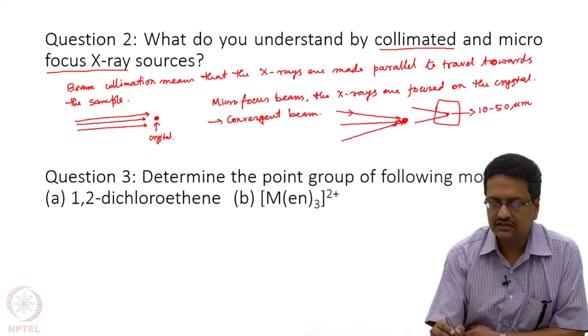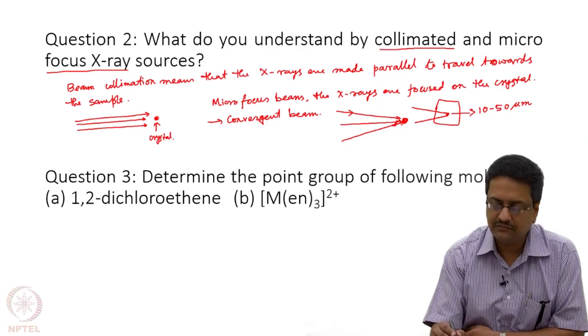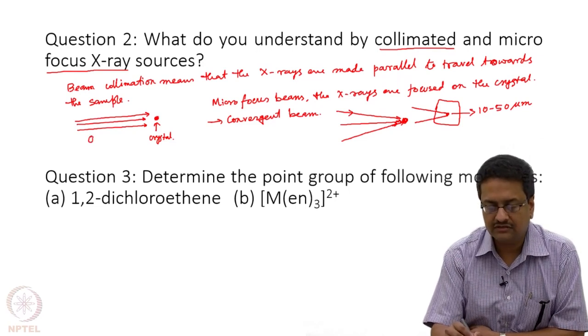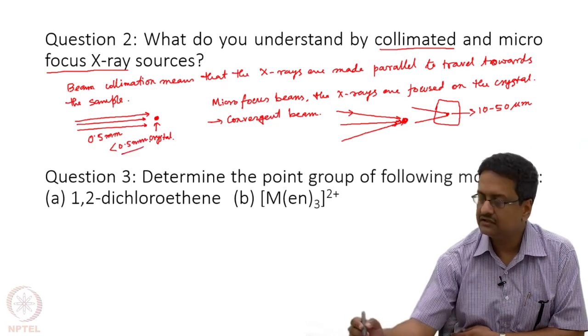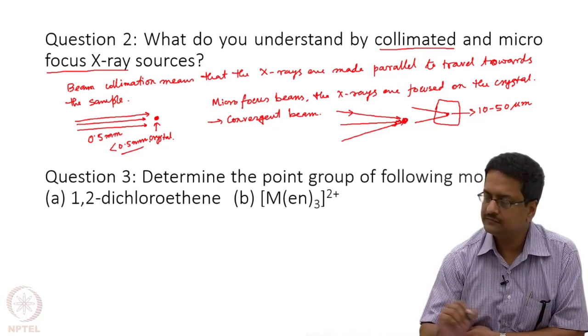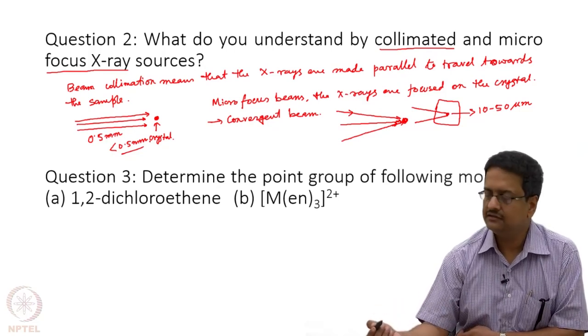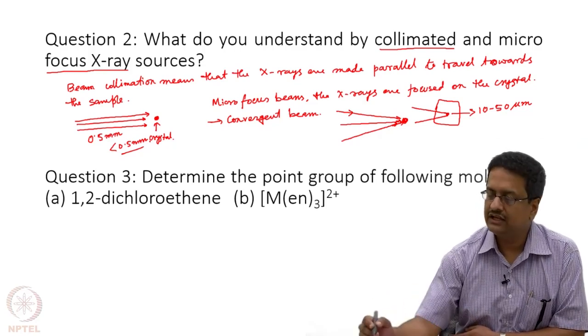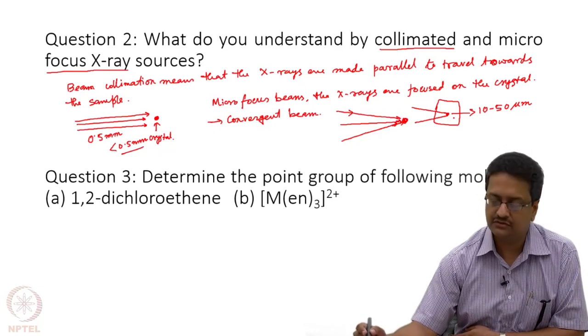So, the difference is, in case of collimated beam, we have to use a crystal which is smaller than the collimator size. So, if the collimator is of 0.5 millimeter in diameter, we should use crystals which are less than 0.5 mm. But here, the beam is very small, but one can use a larger crystal and the focus is on the crystal, so that we get a very, very large intensity on the source.